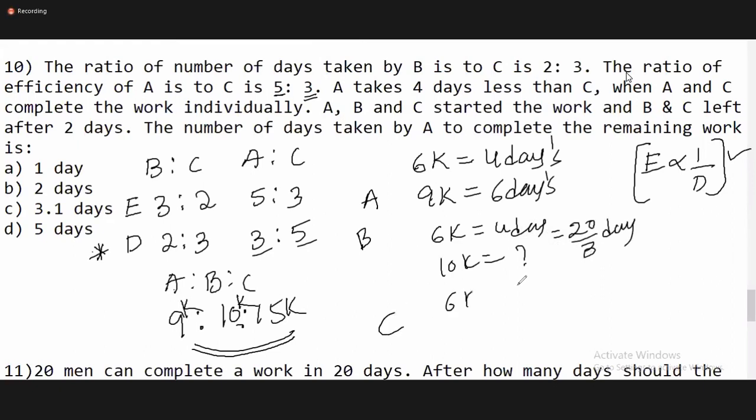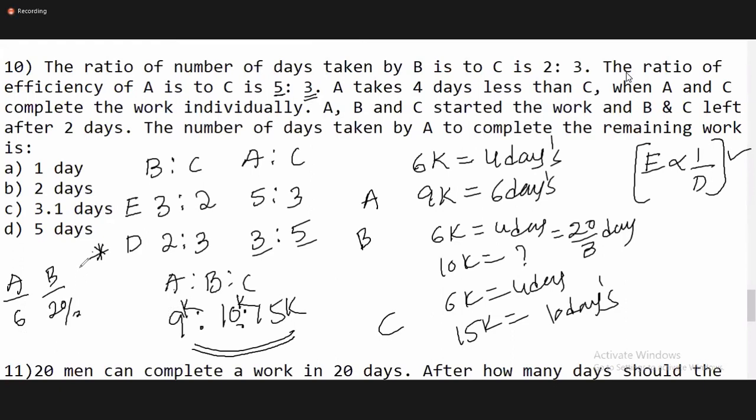So see, 6k is equal to 4 days. You can calculate 1k, doesn't matter. Then 15k is equal to what? 10 days. Okay, 10 days. So please write down, everybody, because I want to remove this. A is completing his work in 6 days, B is taking 20 by 3 days, and C is completing the work in 10 days.